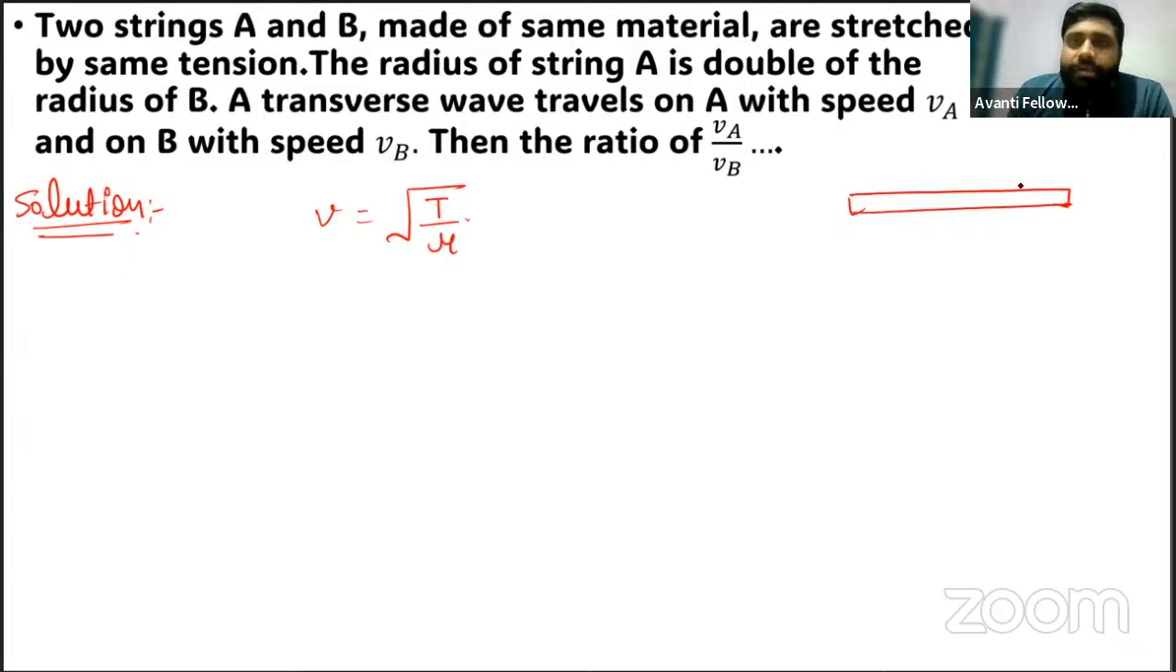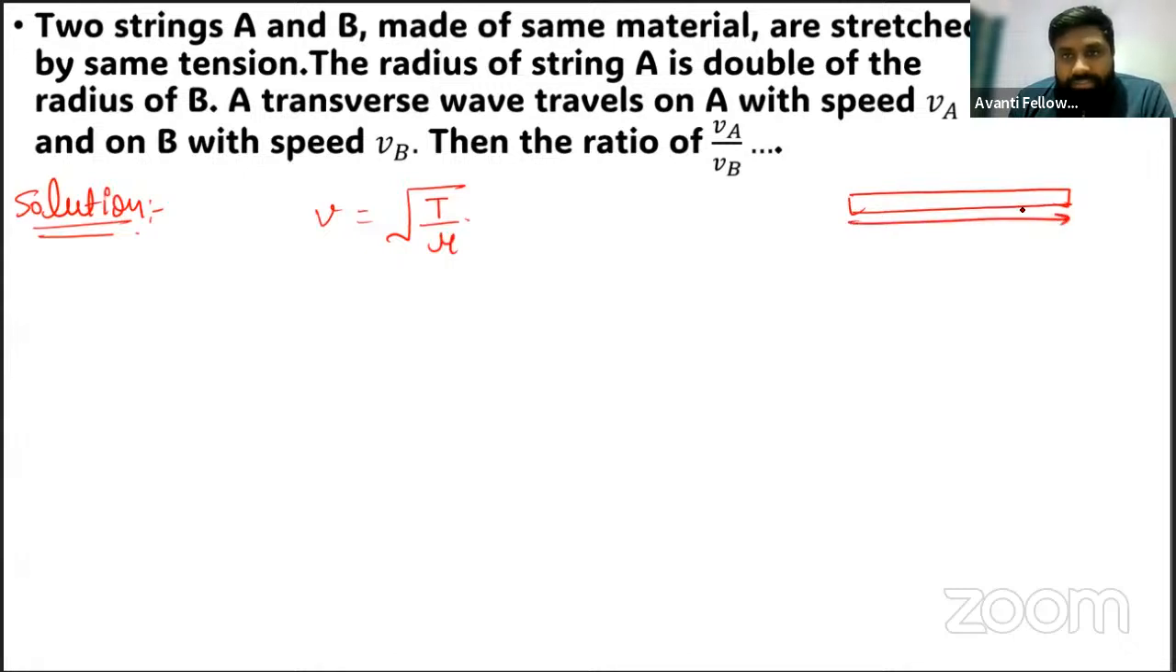If any one of you has paid attention in the regular class, I have already told you a modification of this formula. So the JNV Ramnagar student is saying that the answer is 1 by 2. Let's see.